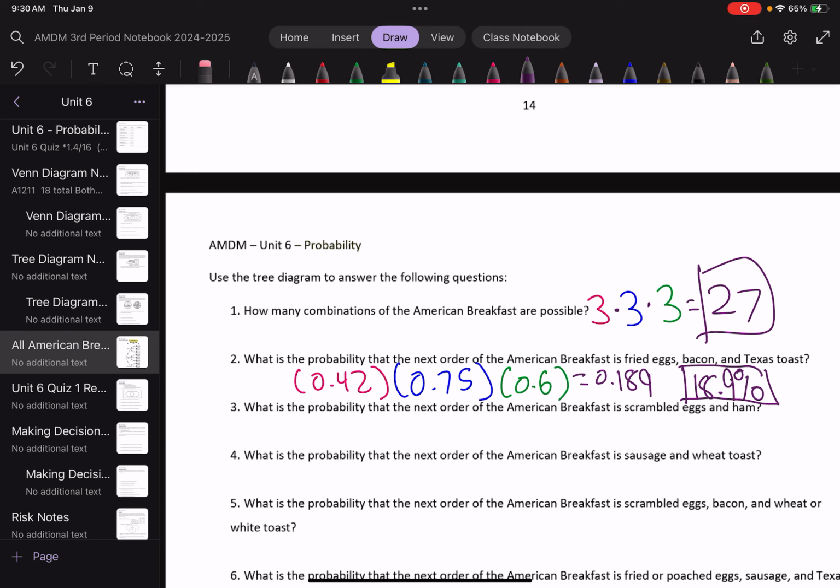Next one: what's the probability that the next order of the American breakfast is scrambled eggs and ham? We're just looking at an egg option and a meat option. Scrambled eggs was worth 0.36 or 36%, and ham was worth 15%, so that would be 0.15. We don't care about what bread is chosen, so we don't have to worry about those percentages. We multiply these together: 0.36 multiplied by 0.15 gives us 0.054 or 5.4%.